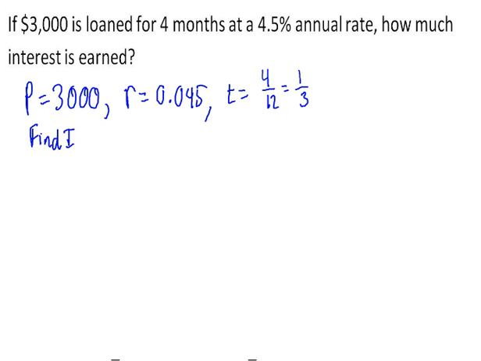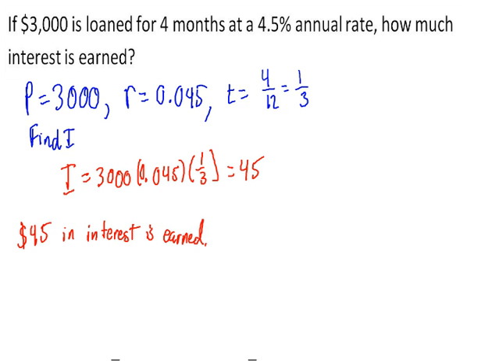That's what you've got to do for a lot of these finance problems: they give you some of the information and you just have to see what the thing is that they're looking for, and then use the right formula to find that unknown. So you plug in 3,000 times 0.045 times 1/3 into your calculator and you would get 45. So answering this as a complete sentence, $45 in interest is earned.